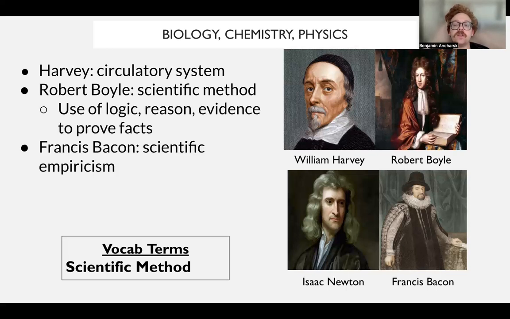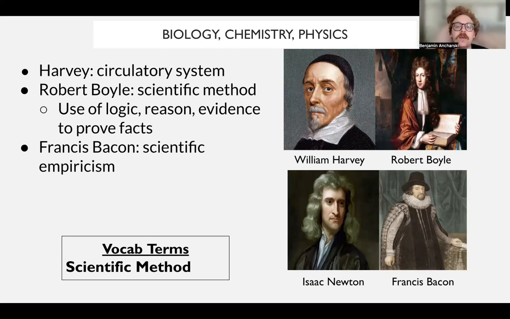Francis Bacon is one example. Francis Bacon is going to add on to the scientific method by developing a related concept of scientific empiricism. Essentially, empiricism is the idea that you use empirical data or evidence to prove a conclusion. So we see that Bacon will also utilize this very sensible, step-by-step rationale process to prove a scientific theory.